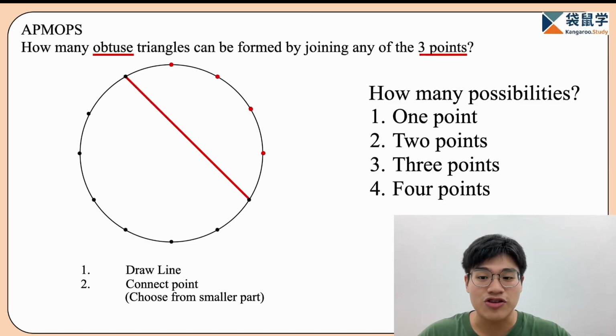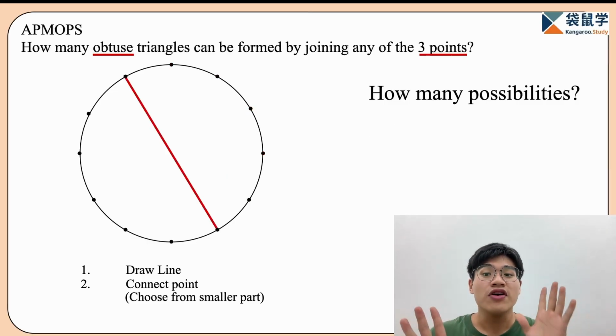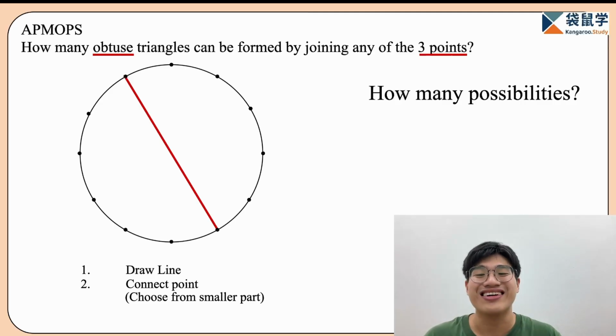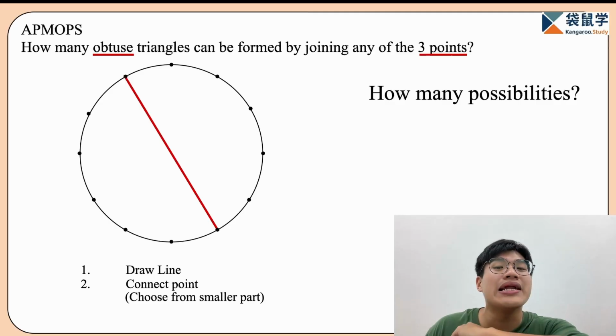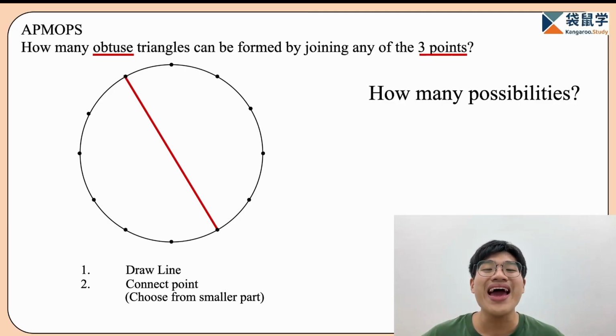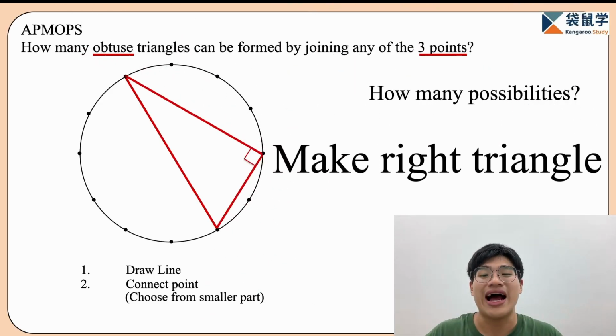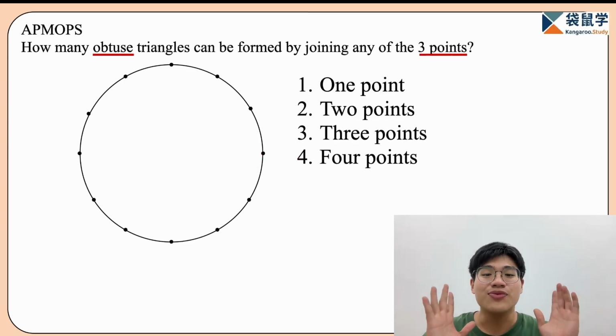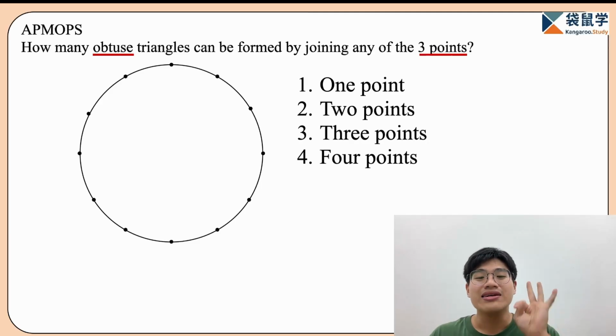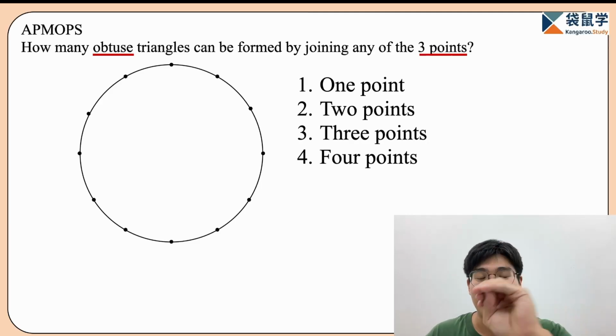Now let's see the special case. So here we have 5 points on each side of the circle. So the line we draw here is actually the diameter of the circle. And if we make a triangle from this line, we can actually make a right triangle. And this is what you will learn in secondary school. And in this question, we don't consider that as an obtuse triangle. So let's see how many possibilities we have here. So we actually have 4 of them: 1 point, 2 points, 3 points, and 4 points.